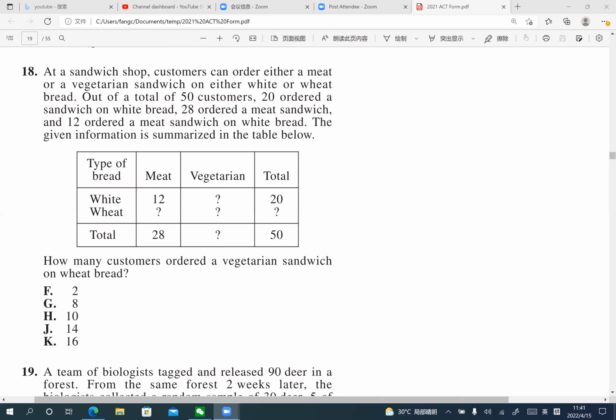From the table, we can tell of the total 20 customers who chose white bread, 12 chose meat sandwich, which means 8 chose vegetarian sandwich. Of the total 50 customers, 28 chose meat sandwich, which means 22 chose vegetarian sandwich. Of the 22 customers who chose vegetarian sandwich, 8 chose white bread, which means 14 chose wheat bread. Our question is, how many customers ordered a vegetarian sandwich on wheat bread? From the table, we can tell 14 customers did. So we should choose option J.